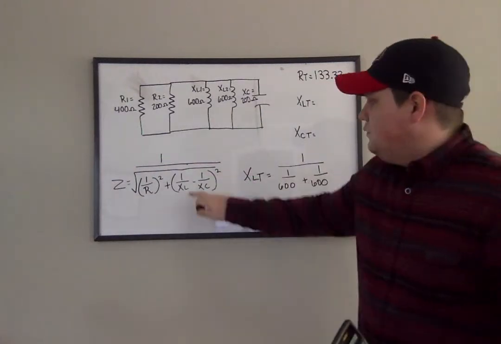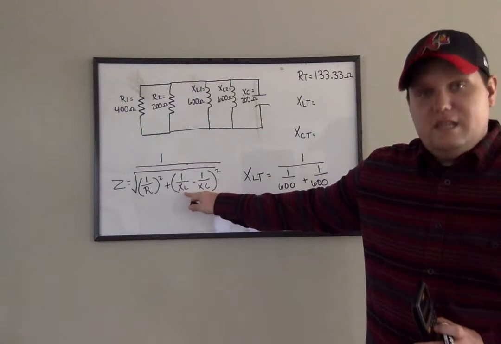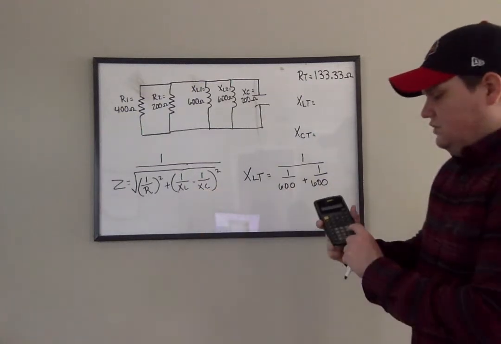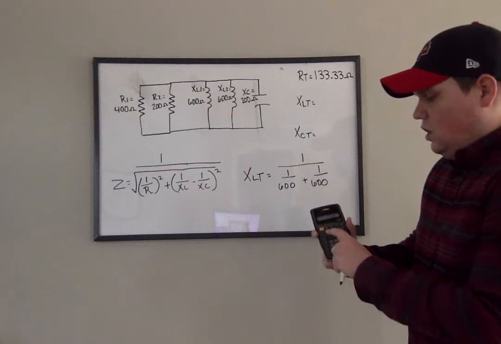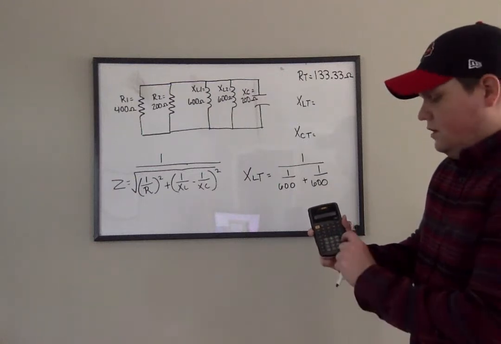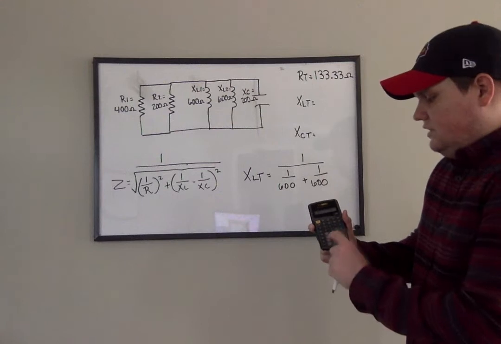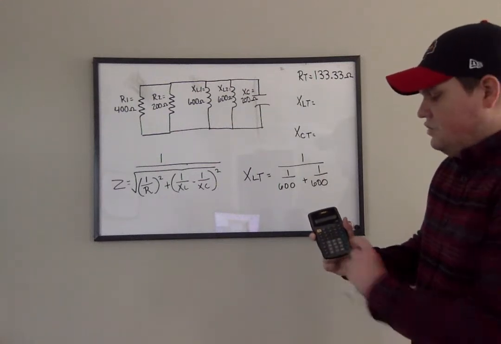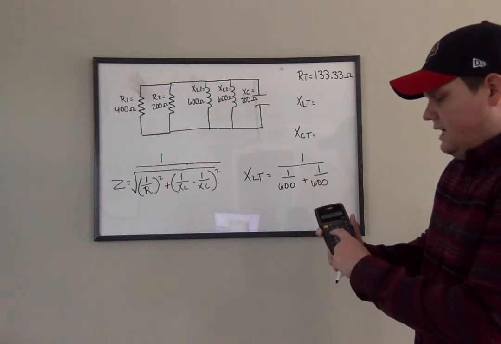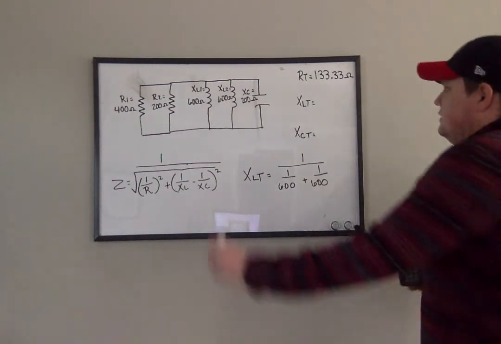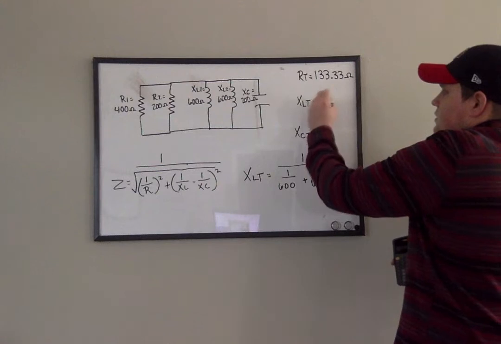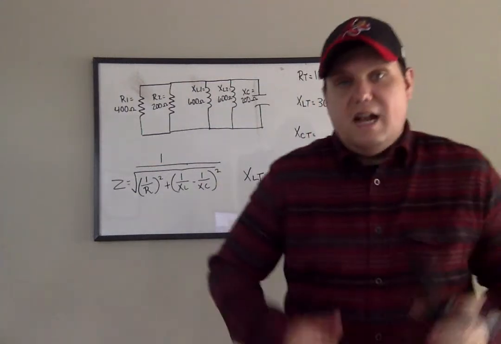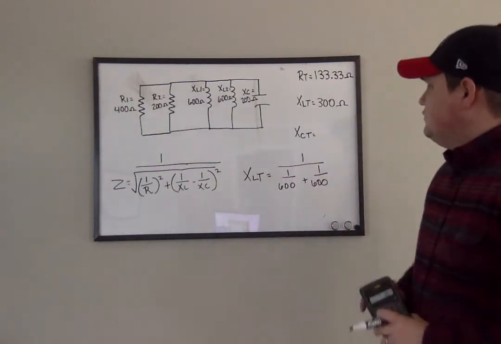So in your Z formula, that number will go here. Okay? So we have 600 1 over plus 600 1 over, hit your equals button, and then 1 over that answer. You should get 300 ohms. So that has 300 ohms for inductive reactance total.